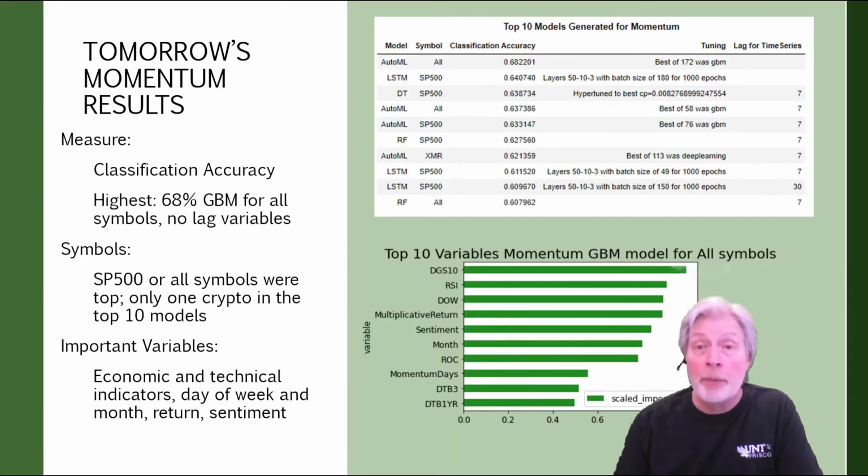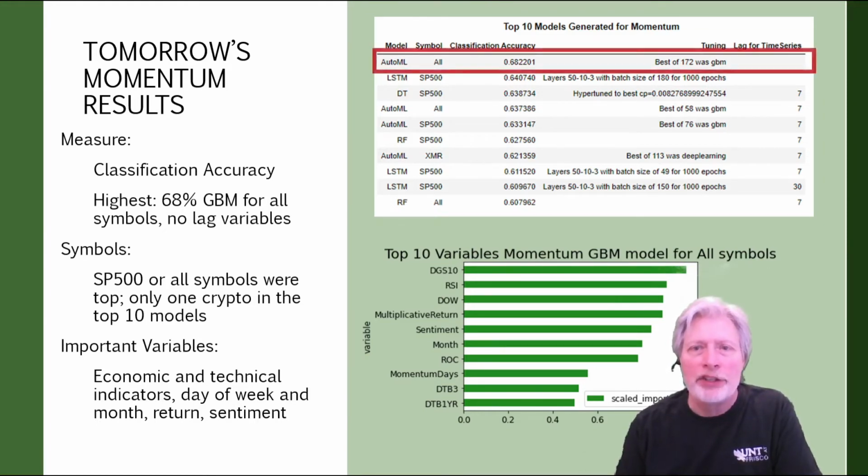So looking at tomorrow's momentum, I used classification accuracy on the validation data as the metric. For our purposes, the prediction of up or down was not particularly critical, so specificity and sensitivity were not considered. You can see the top 10 models in the table to the right. The highest model achieved a 68% accuracy. It was the gradient boosting machine selected out of 172 models by the auto machine learning algorithms.